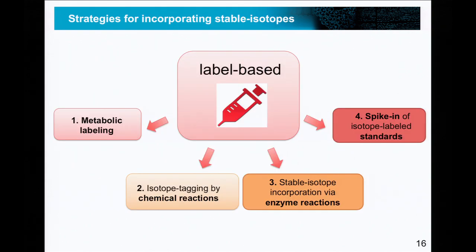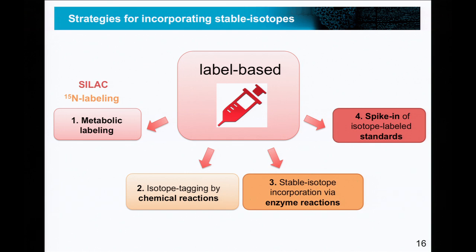So all the label-based approaches that I showed you on this overview slide can be categorized into 4 groups. The first group is based on metabolic labeling. Here you introduce isotope-labeled atoms by growing your cells on isotope-labeled media. The typical representative techniques for metabolic labeling are, for example, SILAC or 15N labeling.